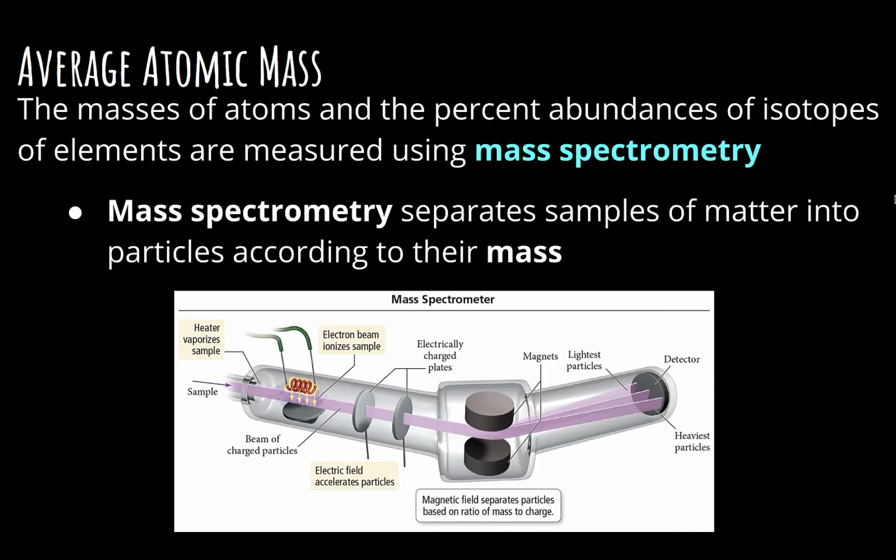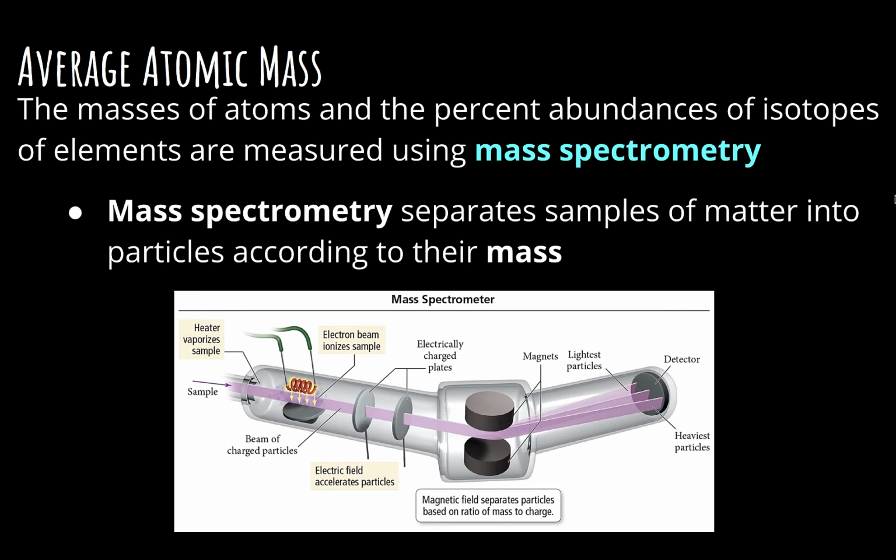The data that we're using to calculate these average atomic masses comes from something called mass spectrometry. When they have a sample of an element, they run it through a mass spectrometer. What that does is separate the sample into particles according to their mass. That gives us the different masses, and it tells us what percentage that particular isotope is of the total sample of that element. We'll talk a little more about this in class tomorrow. We'll watch a quick video that explains it.